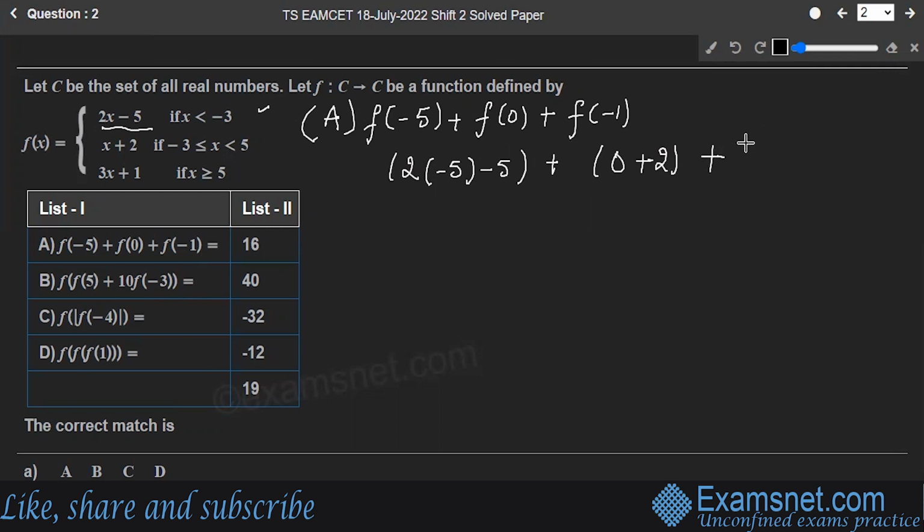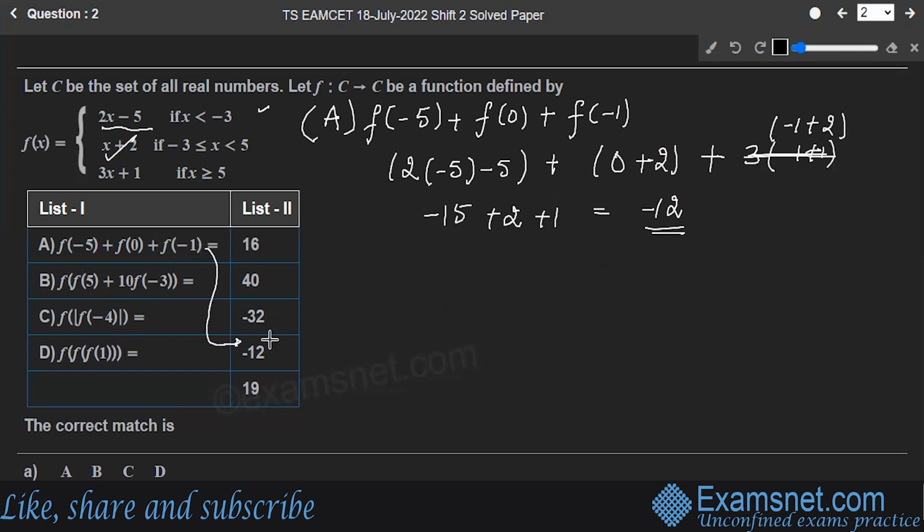F of minus 1 will give you 3. Okay, I'll go with this, 3 into minus 1 plus 1. So you will have minus 15, right? And plus 2. Give me a minute. Sorry, this is not the function to be taken over here. So f of minus 1 will lie between minus 3 and 5, so x plus 2. So this will be minus 1 plus 2. And here I will have plus 1, which will give me minus 12. Okay, so that means A matches with this option. Got that? Let's go with the B option.